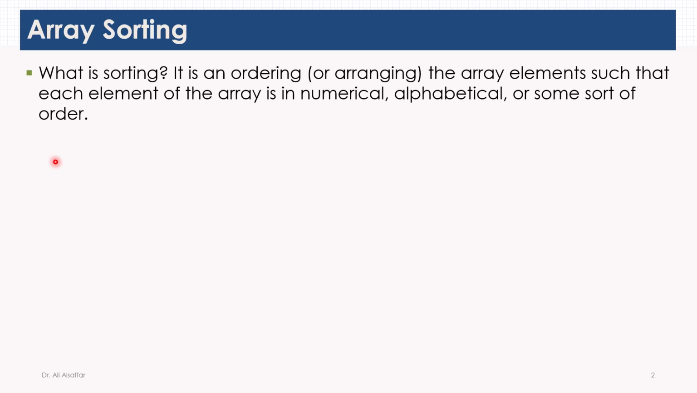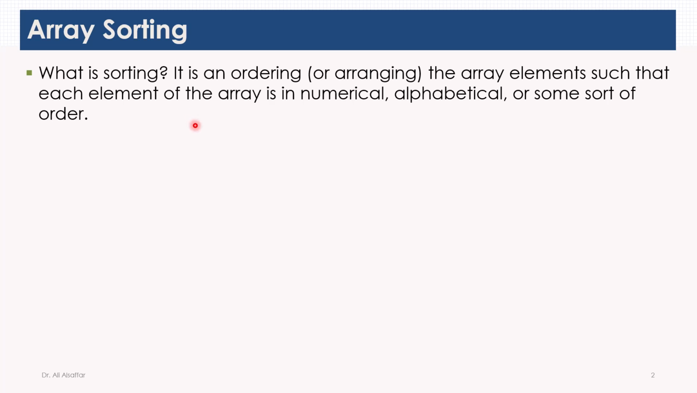What is sorting? Suppose you have an array of values. You might want the array values to be ordered or arranged in some way. For example, you might want to order an array of numbers from lowest to highest, or from highest to lowest. Or you might want to arrange an array of strings into alphabetical order. Arranging a collection of items into a particular order is called sorting.